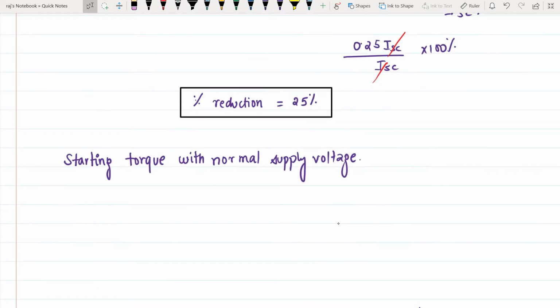Tau St is equal to tau FL into (ISC by IFL) whole square into SFL. Okay.